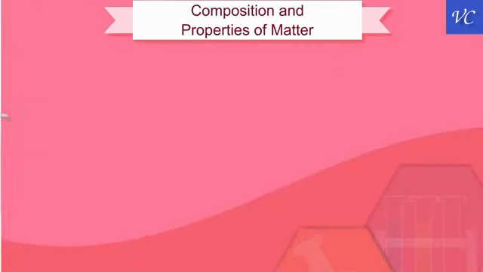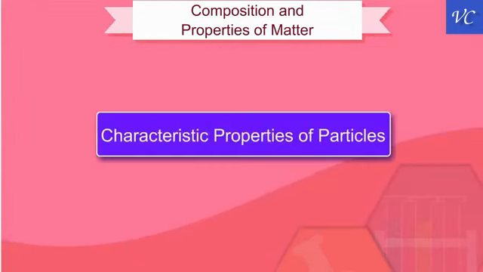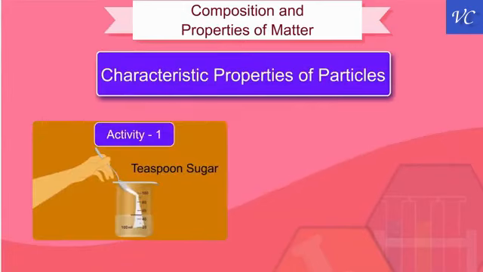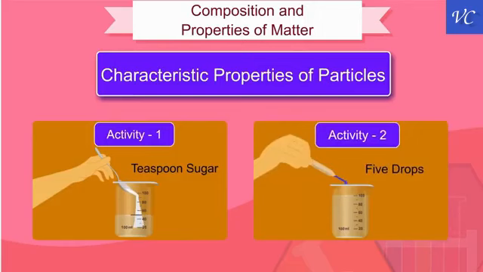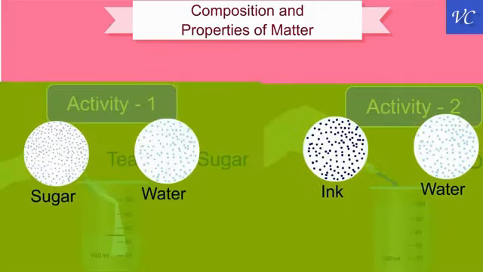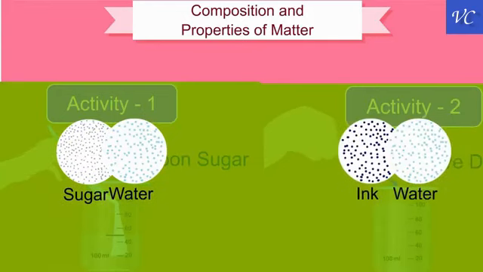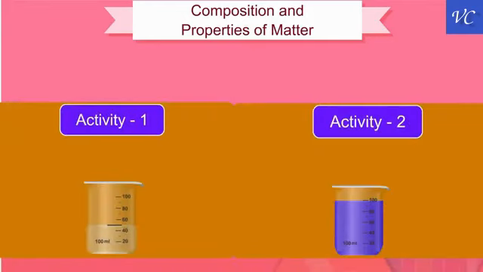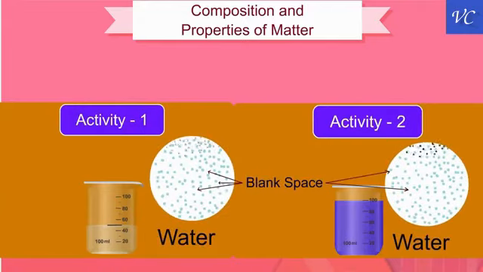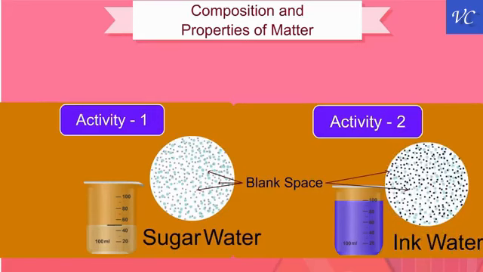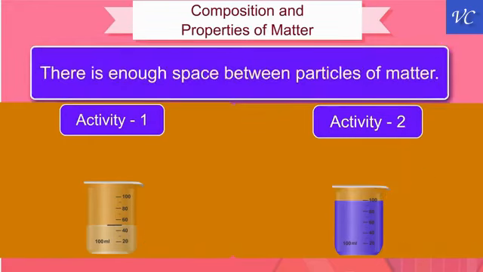Let us now learn about the characteristic properties of these particles of matter. In activities 1 and 2, we saw how the sugar and ink particles were evenly distributed in water. This is possible because particles of one matter are incorporated into the spaces of particles of another matter. It shows that there is enough space between particles of matter.